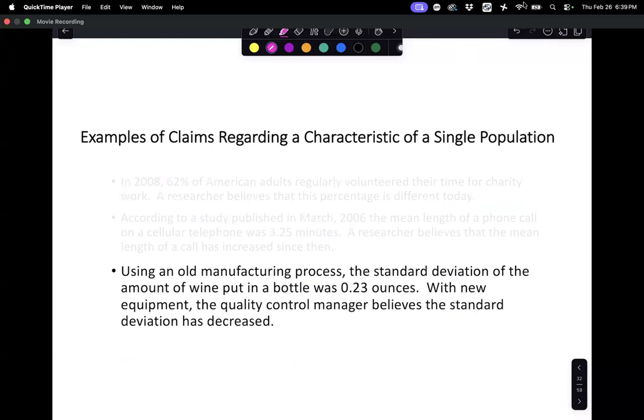Using an old manufacturing process, the standard deviation of the amount of wine put in a bottle was 0.23 ounces, but now there's new equipment. So quality control believes that the standard deviation has decreased. So this one is for less than. We are not going to do hypothesis testing with standard deviation. This is just an example. I mean, you can do it, but we're not going to do it.